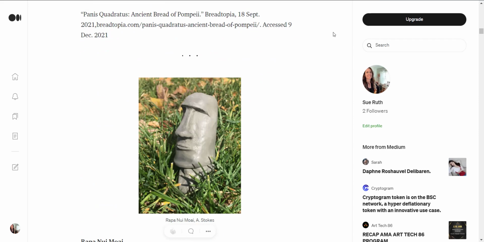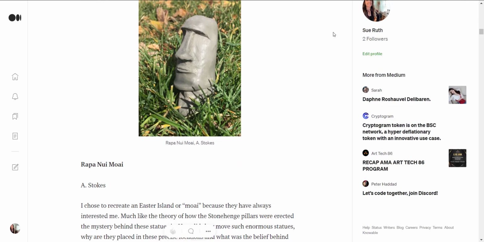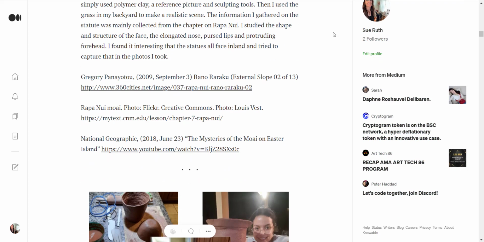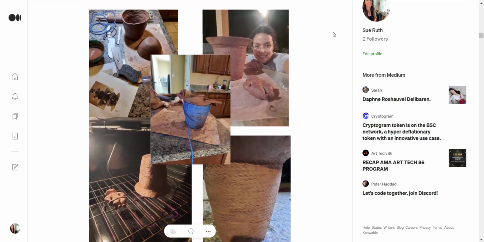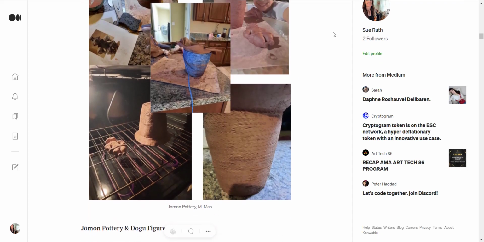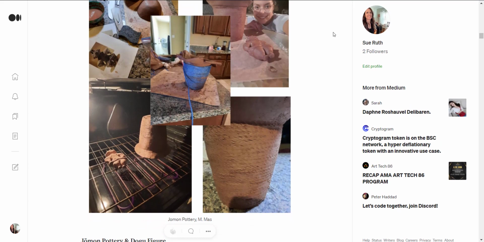Some of them were interested in recreating ancient art and ancient artifacts like this Rapa Nui moai, and others were more traditional, where they researched something. And here's another really good one. Some people really excelled at the writing portion, and other people really excelled at the creation portion. So I decided that these would make really great content for an OER that I'm working on.